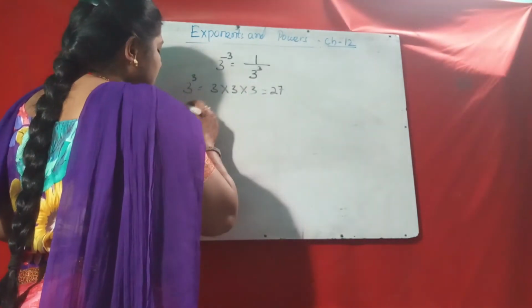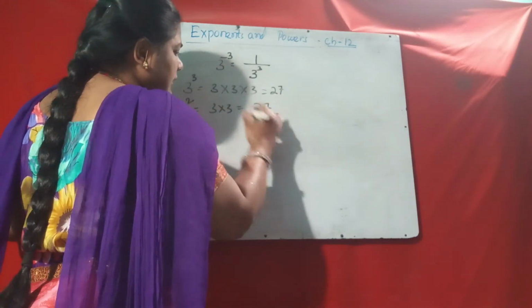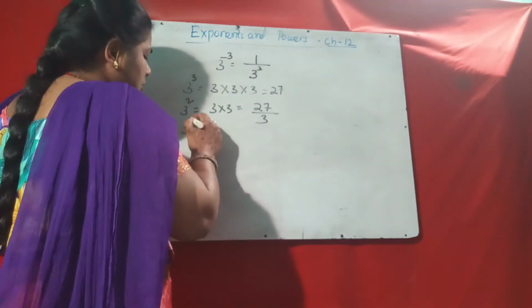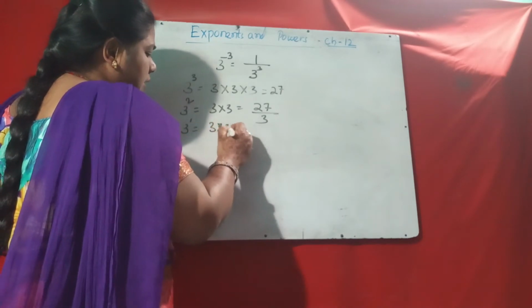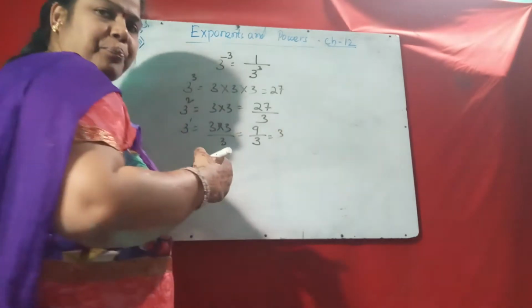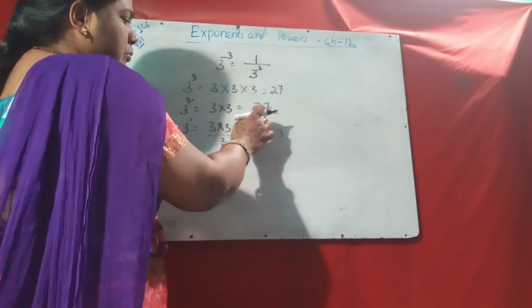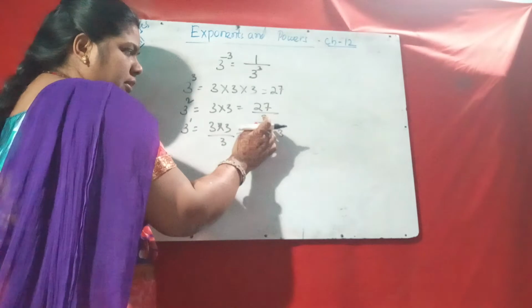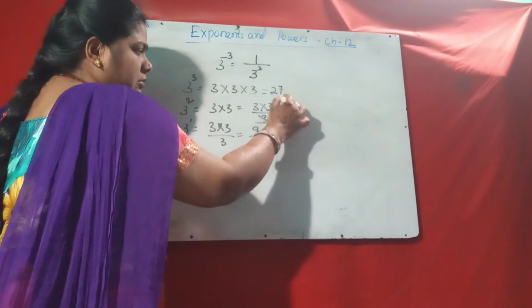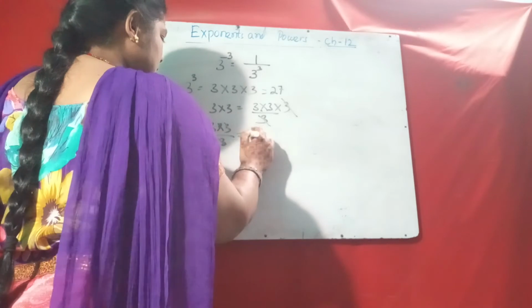Suppose 3 to the power 2, that means 3 into 3 into 3 by 3, that is 27 by 3. Then suppose 3 to the power 1, that means 3 into 3 by 3, that is 9 by 3. You get 3. Here also, instead of 27, you can write 3 into 3 into 3, cut one 3, you get 3 into 3, and here also the same thing. Okay, 3 3s, you get 3.